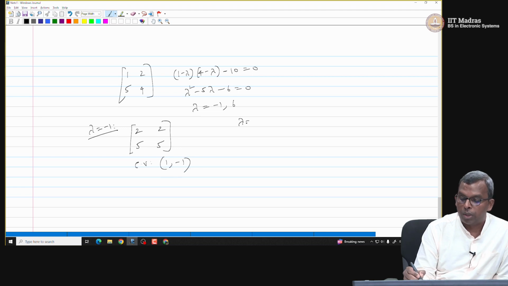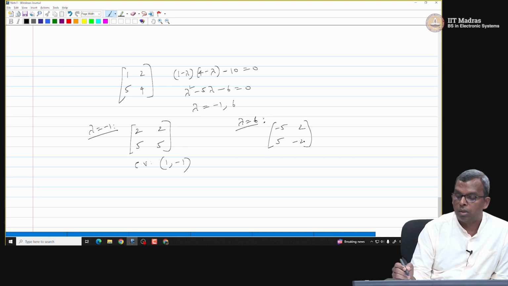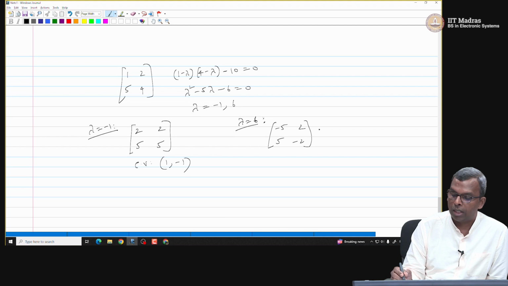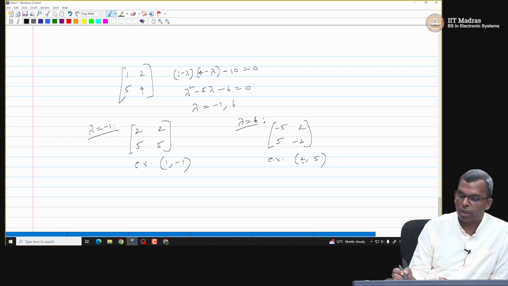Okay. And if you put lambda equals 6, you are going to get the matrix minus 5, 2, 5, minus 2. So, am I right? Yeah. So, that is going to give you an eigenvector which is what? Did I get this right? Yeah, this is true. So it's going to give me 2 comma 5, right? So 2 comma 5 will give you 0 here. If you want, you can normalize it, etc.